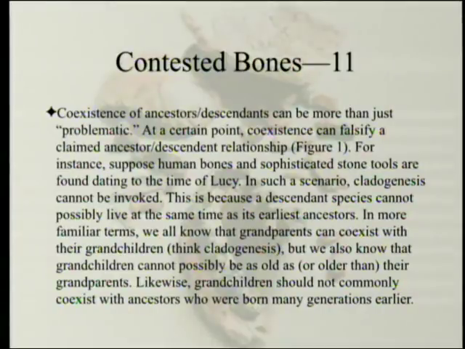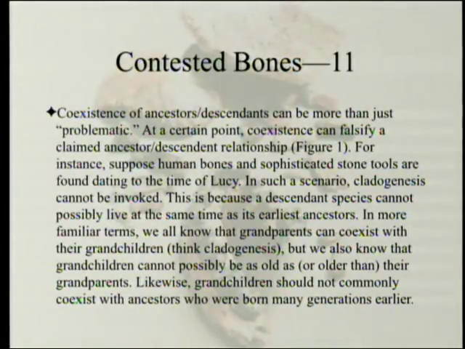Coexistence of ancestor descendants can be more than just problematic. At a certain point, coexistence can falsify a claimed ancestor-descendant relationship, figure one, which we'll see shortly. For instance, suppose human bones and sophisticated stone tools are found dating to the time of Lucy. In such a scenario, cladogenesis cannot be invoked. This is because the descendant species cannot possibly live at the same time as its earliest ancestors.